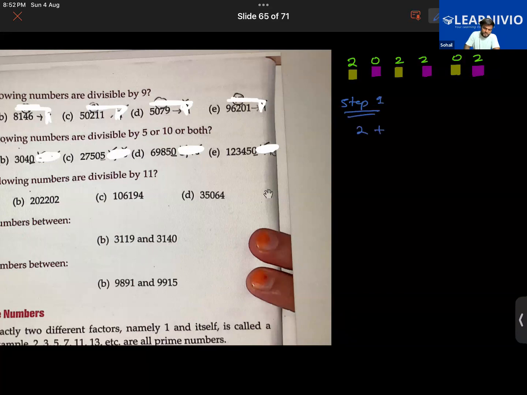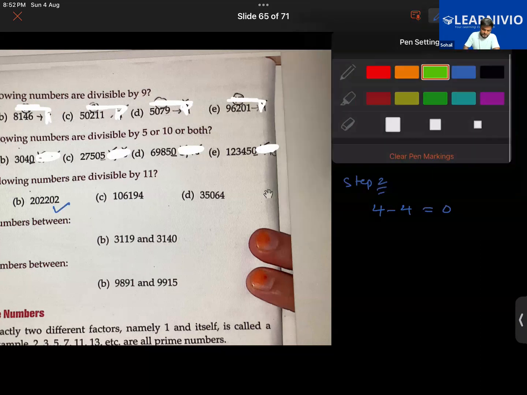So 2 plus 2 equals 4. This is the first alternate pair. The second alternate pair is 0 plus 2 plus 2, that is also 4. Then step number 2, you have to find the difference, that is 4 minus 4 equals 0. So hence it is divisible. Very good. Okay, question number C.